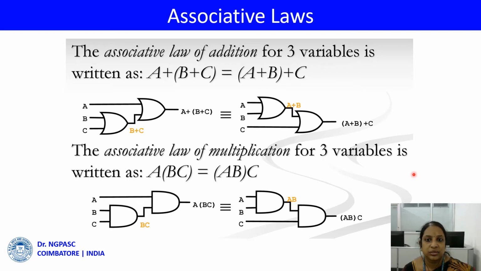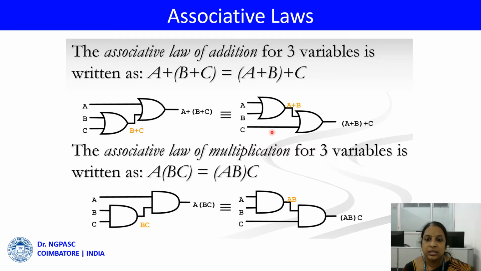Next are the associative laws. The associative law is usually given for three variables, and for addition it is written as A plus B plus C is equal to A plus B plus C. So you will OR two variables using one OR gate, take the output of the gate, and give it as an input to another OR gate. So here B and C are added through an OR gate, and the output is given to another OR gate with A as another input. So the output will be A plus B plus C.